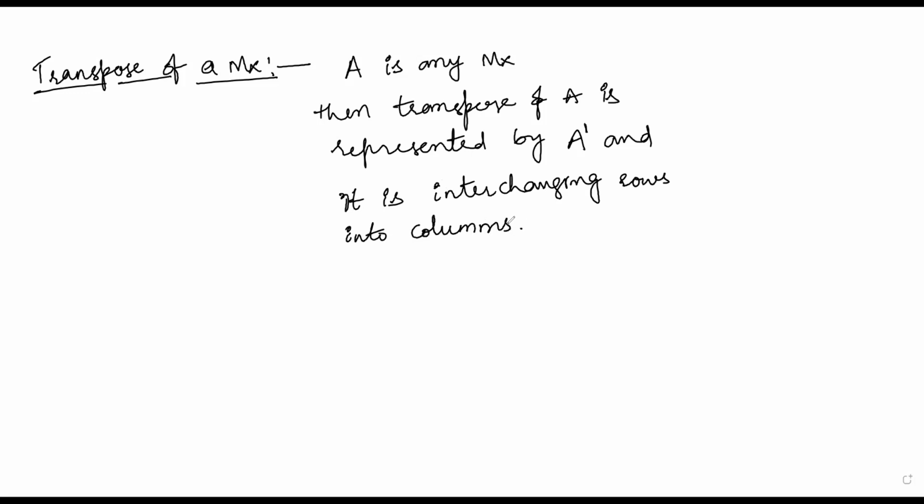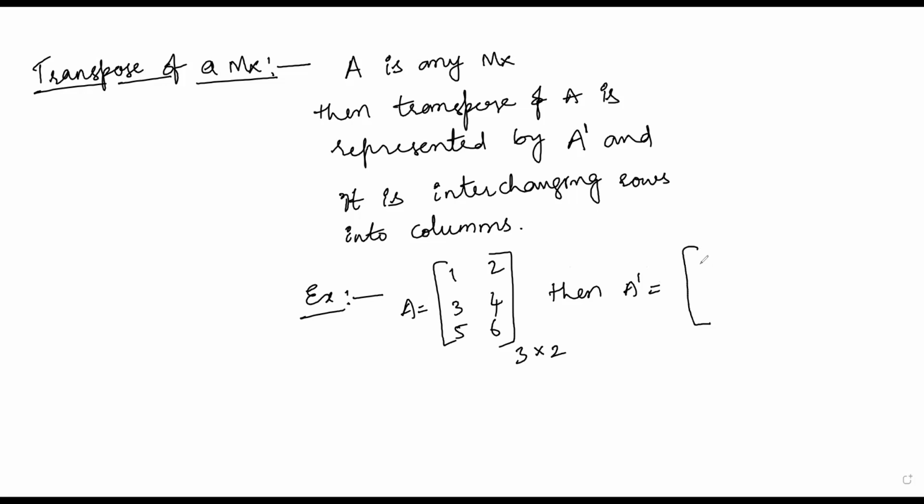Simple. For example, 1, 2, 3, 4, 5, 6. This is of what order? 3 by 2. Let's say this is A. Then what is A transpose? You have to interchange rows into columns. This row, 1, 2, you interchange. Then 3, 4. Then 5, 6. Very simple. And this becomes 2 by 3. That's all.